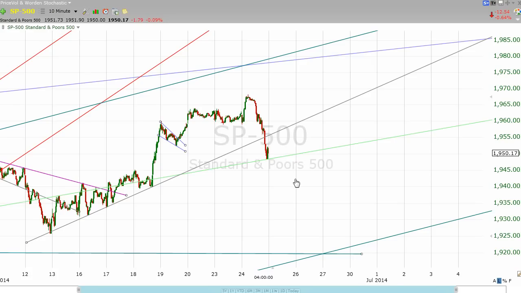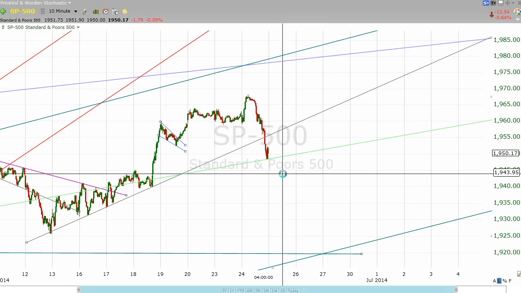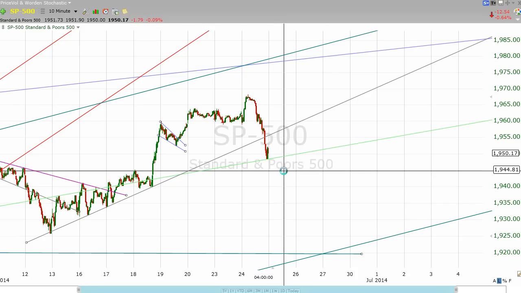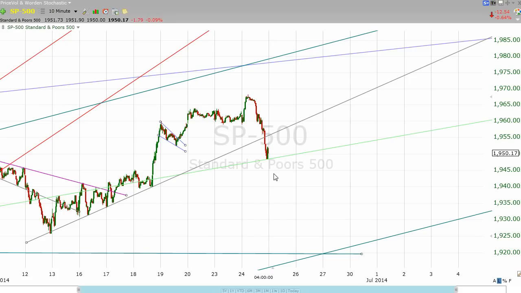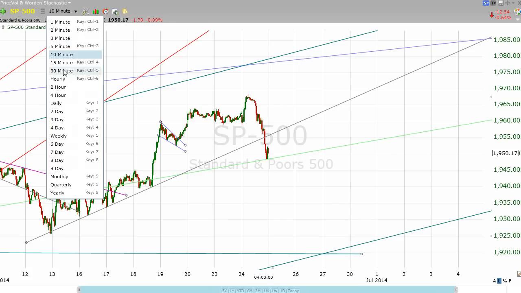So if we get down to say the mid 1940s, there may be a chance that we could bounce here and then start to head back up. But if that doesn't happen, then I think we've got a very solid chance of support down here on this bottom line that I just pointed out.